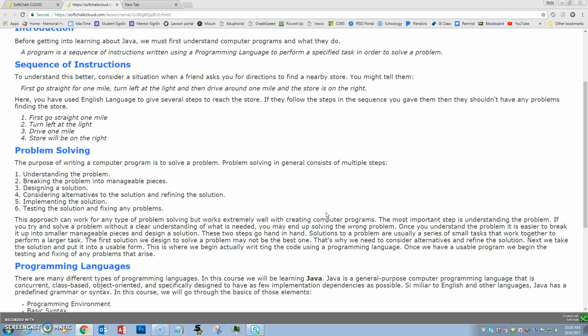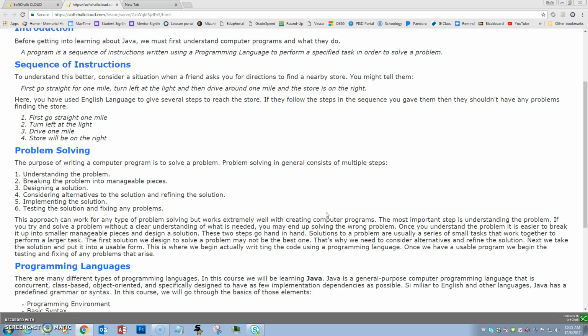You have to understand your problem, okay? So if you try and solve a problem without a clear understanding of what that problem needs, then you may end up with the wrong solution. Once you understand the problem, it's easier to break it up into manageable pieces. You know, what do you need to do? So say you're trying to write a paper. When you're writing the paper, and I'm sure your English teachers have gone over stuff like this with you before, you have to have a main idea. What's your main idea? Well, then you can break that main idea up into pieces. What 3 things do you want your reader to understand?